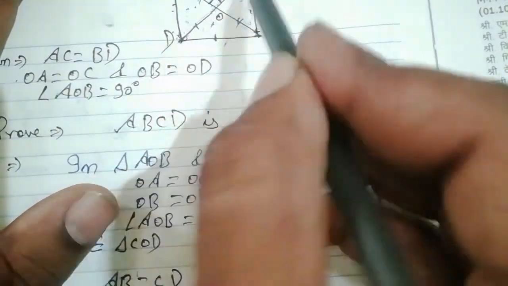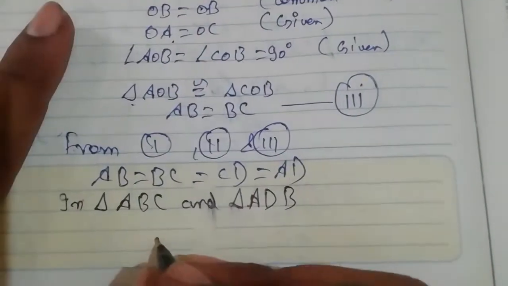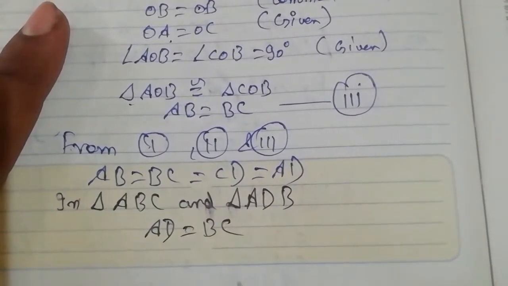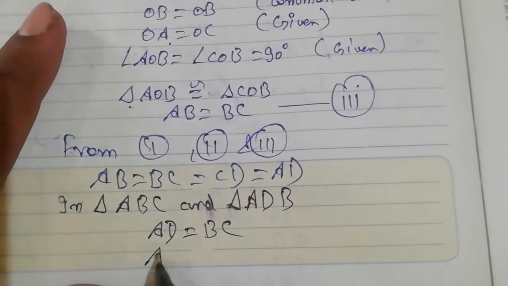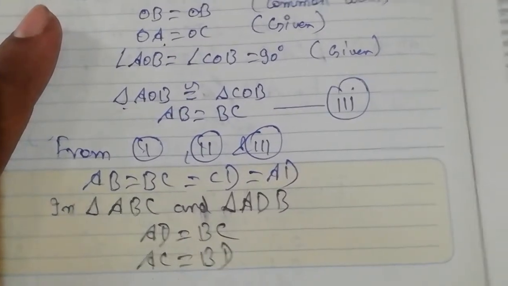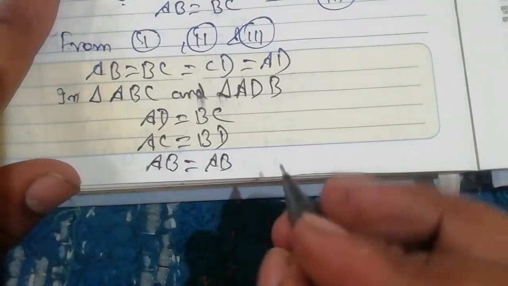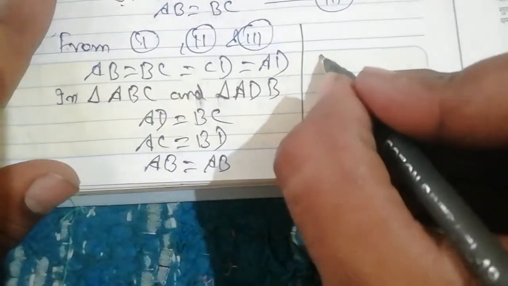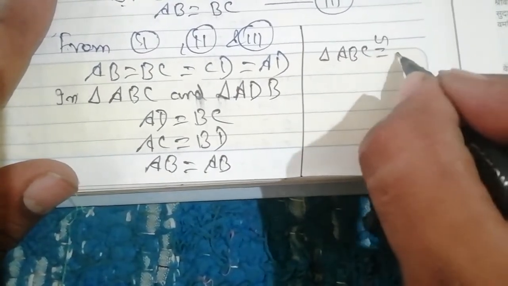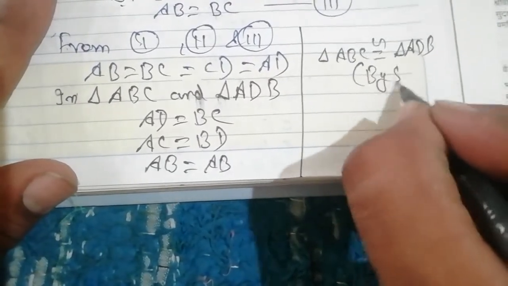So we can say that AD is equal to BC, because we have proved that AD is equal to BC. Also, the diagonals are equal here, so AC is equal to BD. And AB is the common side, AB is equal to AB. So by SSS we can say that triangle ABC is congruent to triangle ADB by SSS.